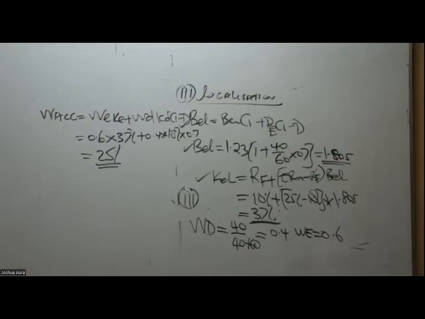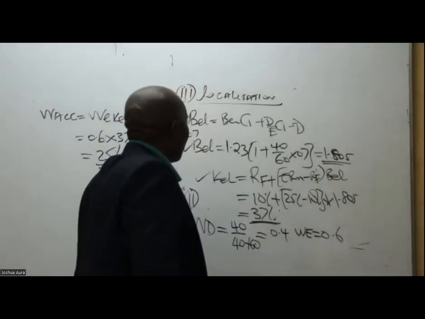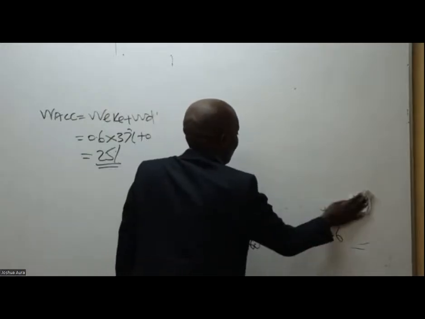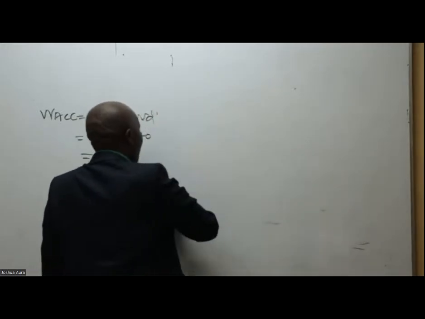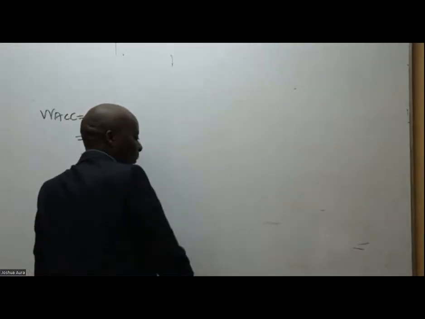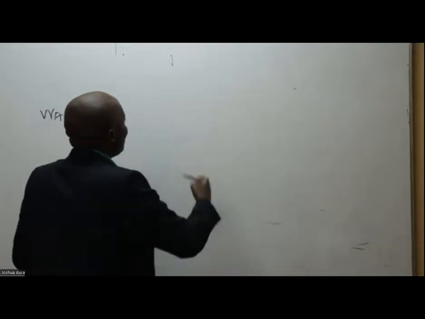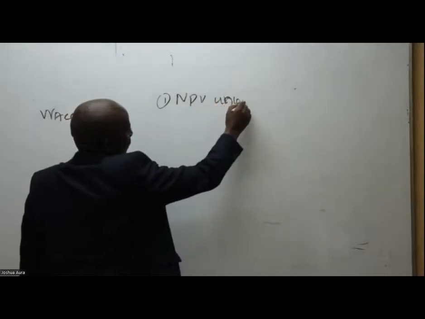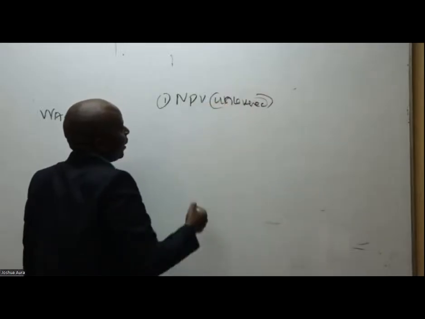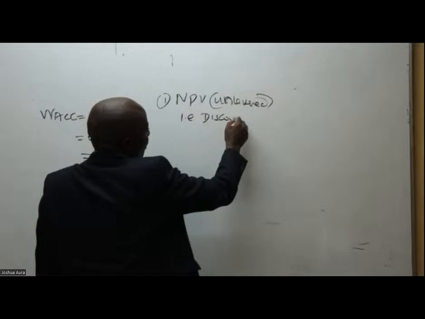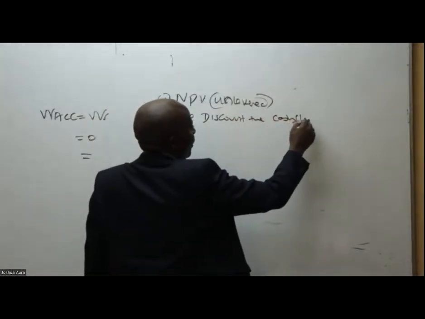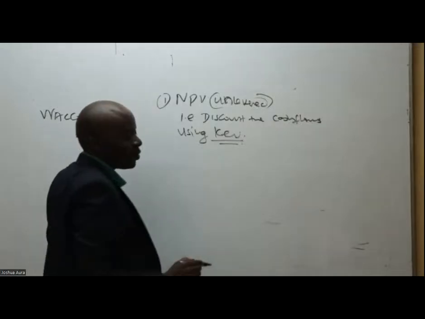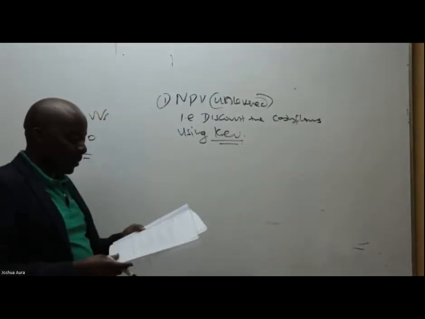Remember, ladies and gentlemen, the first step of APV, adjusted present value, is to give us NPV unlevered, i.e. discount the cash flows given using the cost of equity of the unlevered firm.